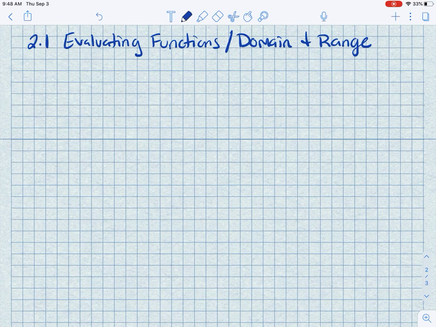All right, so this is part 2 of Introduction to Functions. We're going to talk about evaluating functions and domain and range. So the first thing I want to talk about is functions.